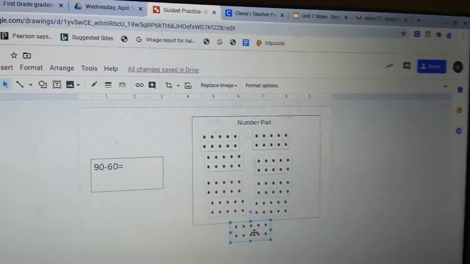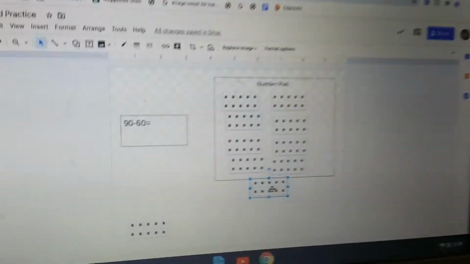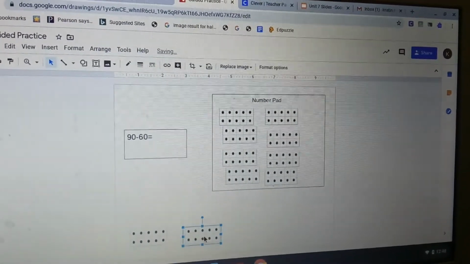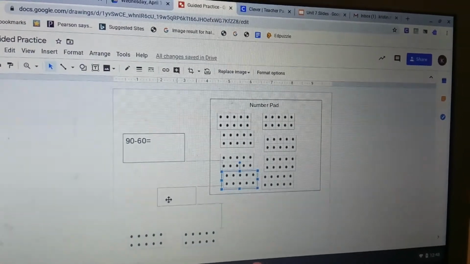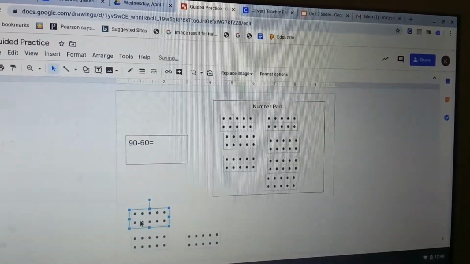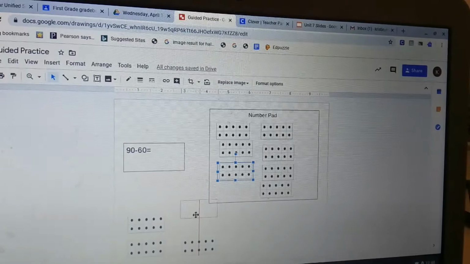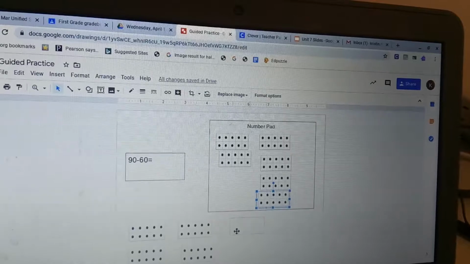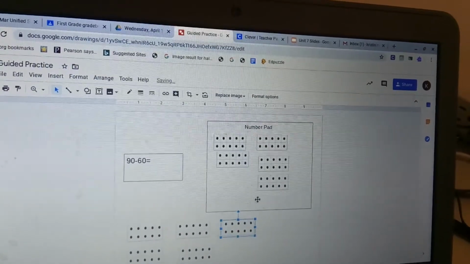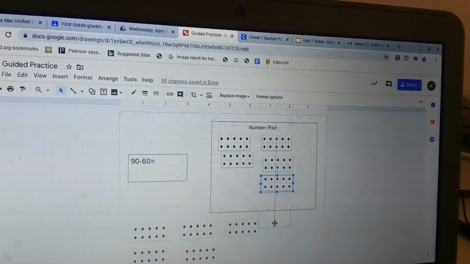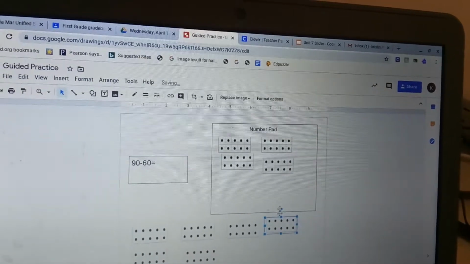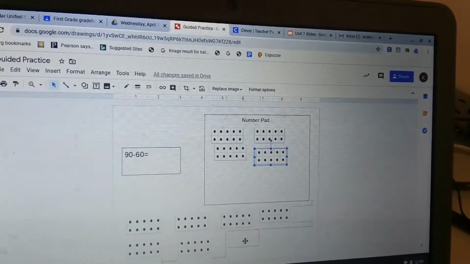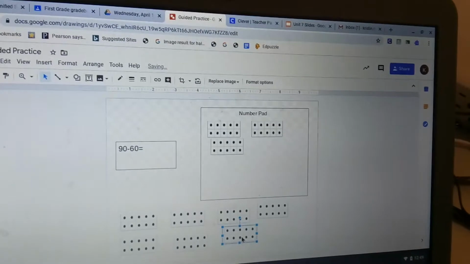60. So that means that we need to take away 6 tens. 1, 2, 3, 4, 5, 6. So I took away that second number.